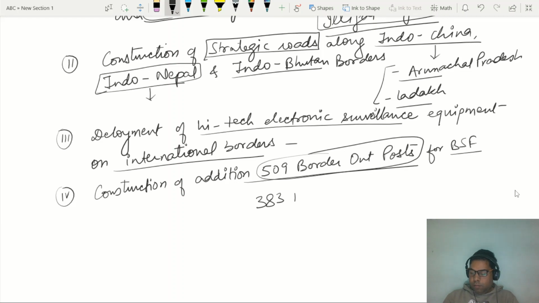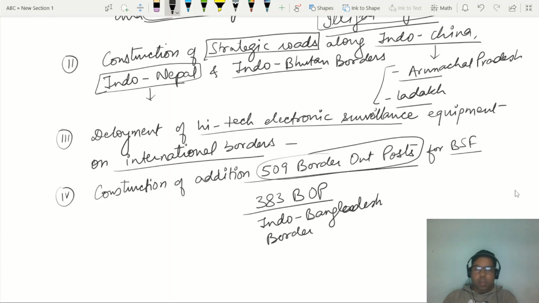383 border outposts have been proposed for construction at the Indo-Bangladesh border, and 126 posts at the Indo-Pakistan border.